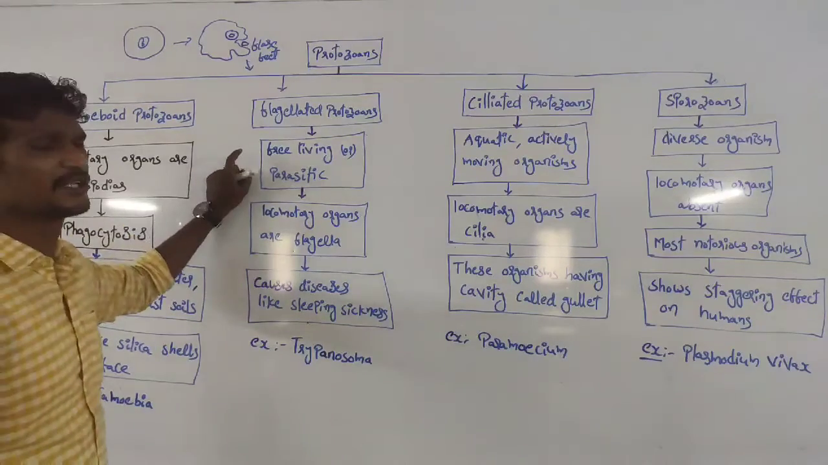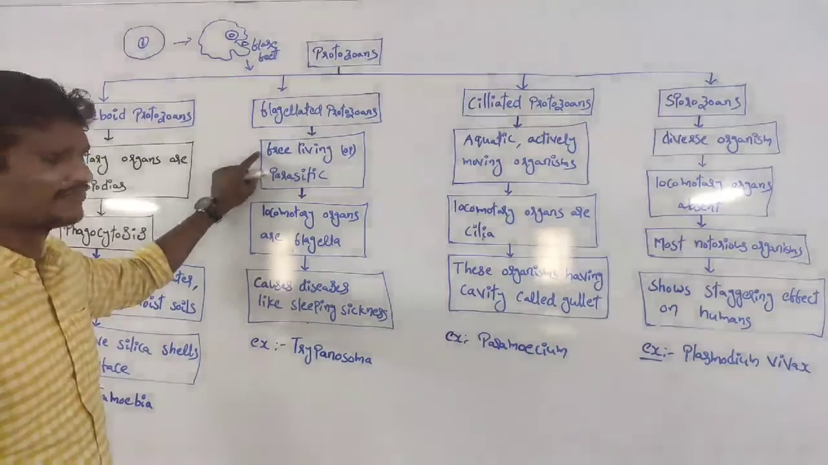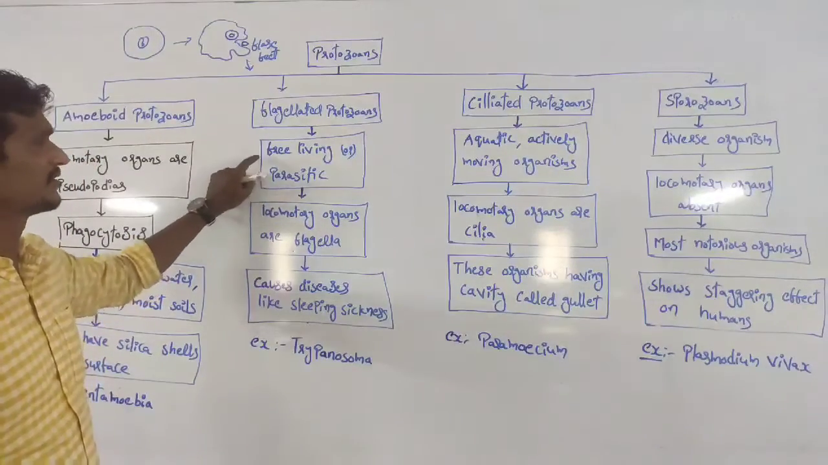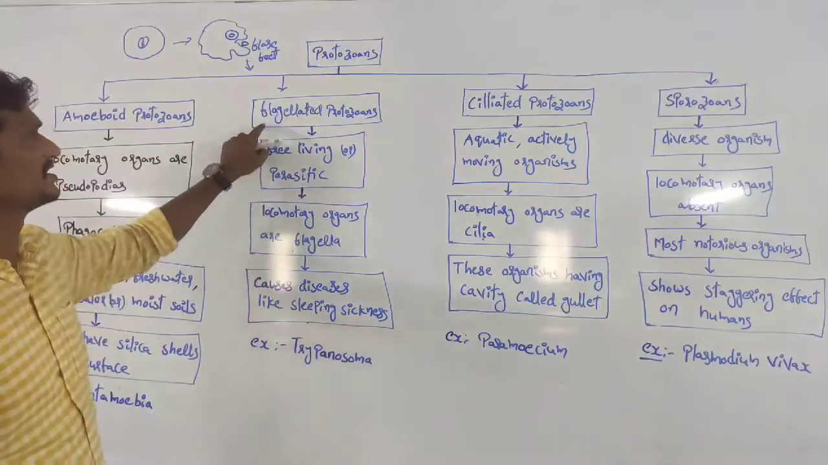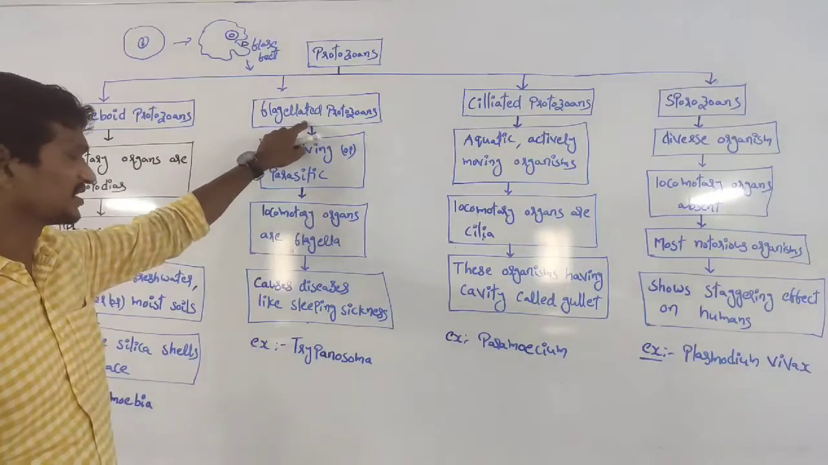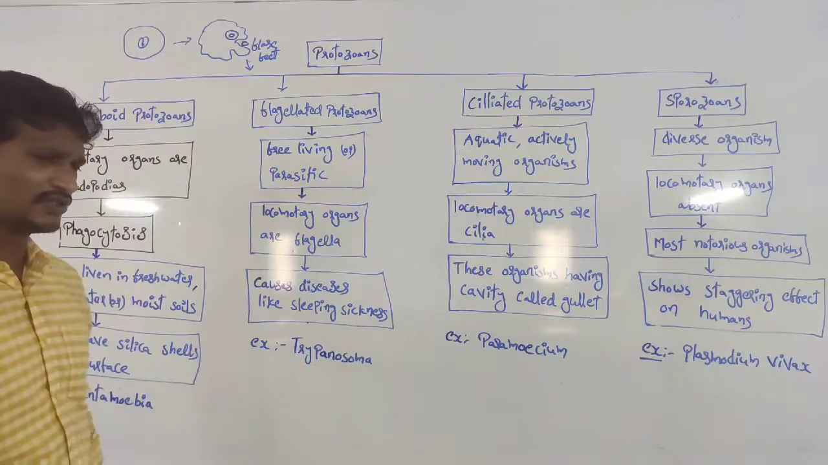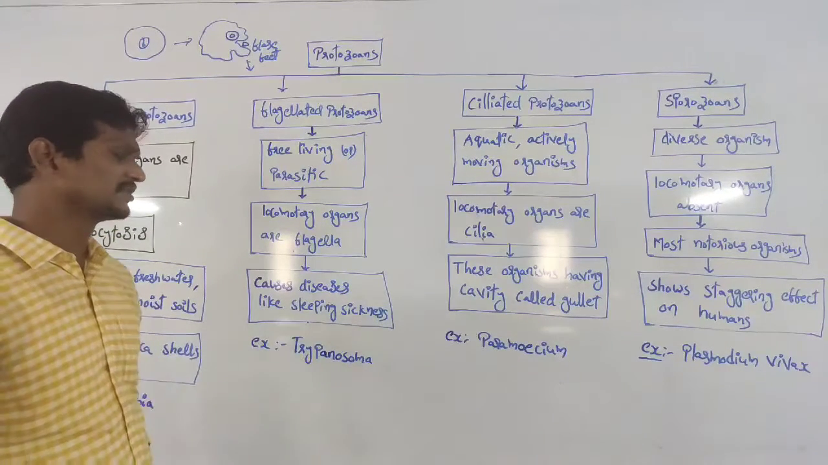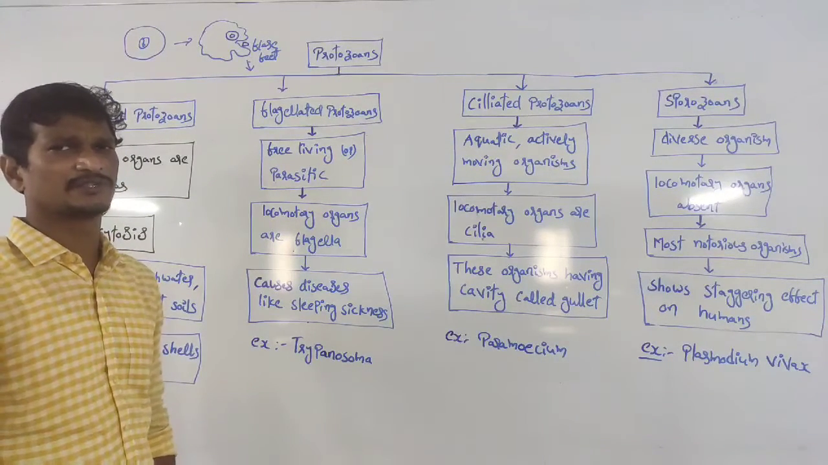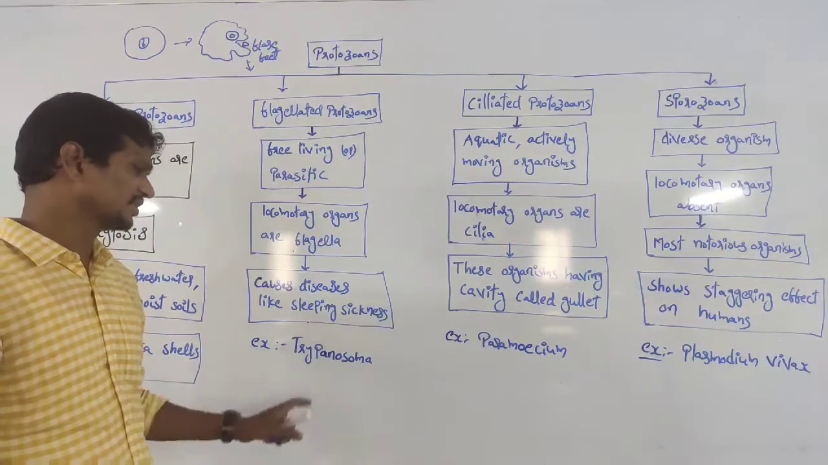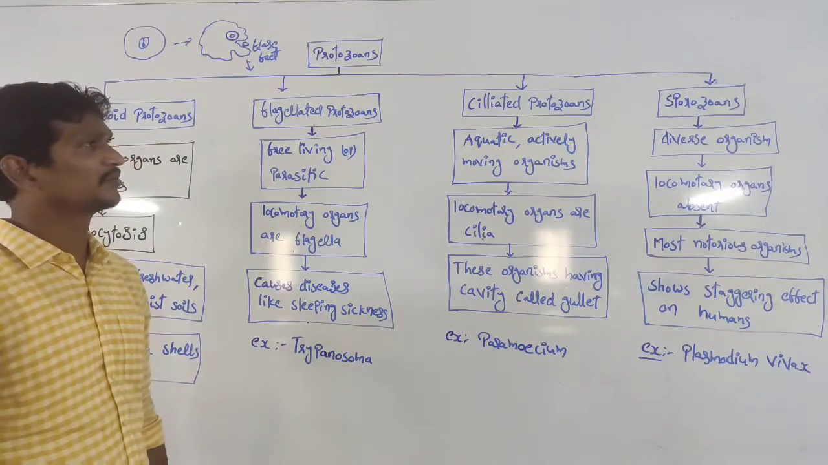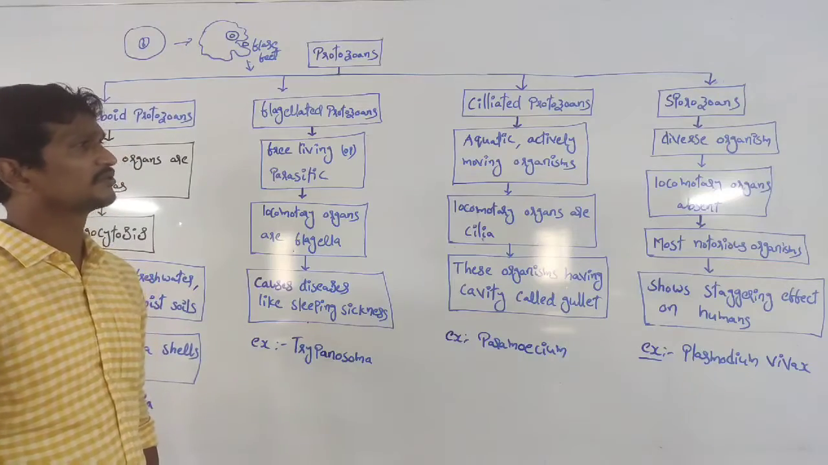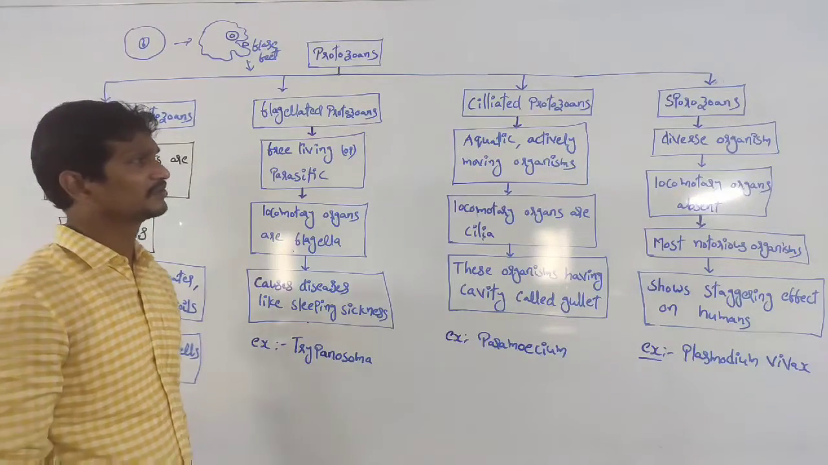And the next one is the flagellated protozoans, which are free living and parasitic. Some are free living, and some are parasitic, right? Locomotory organs are flagella, which also cause some diseases like sleeping sickness. Trypanosoma is the best example. Next one is the ciliated protozoans.